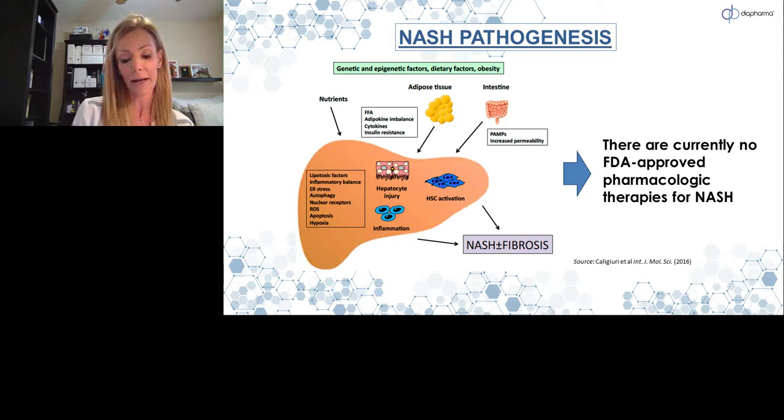These include genetic factors, insulin resistance, adipose tissue inflammation, ER stress, hepatocyte injury and apoptosis, activation of hepatic stellate cells, and microbiota dysbiosis. So even though we now have a pretty good understanding of the pathogenesis of NASH, there are currently no FDA-approved pharmacologic therapies.